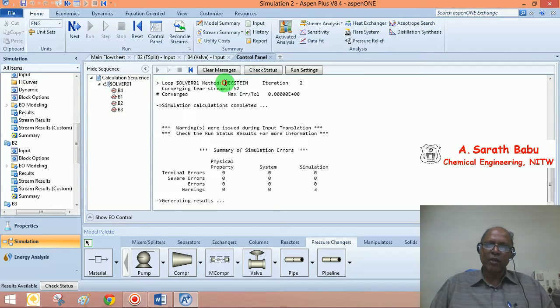Now, once again, you can observe the method. Till now, I think we were looking at the secant method. Now there is a small change. Another method has been used. Anyway, we'll go into such details later.